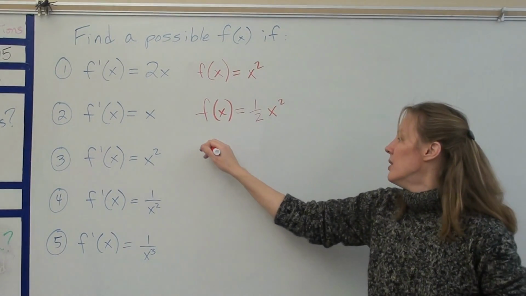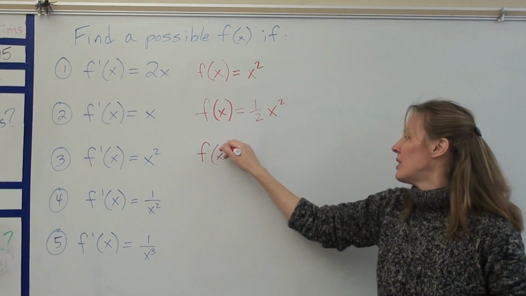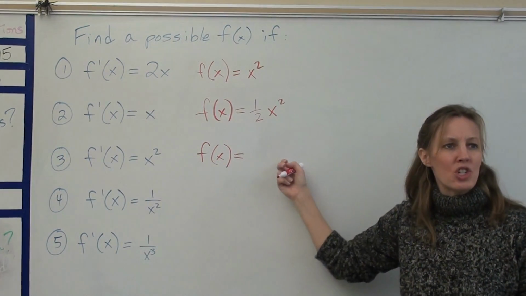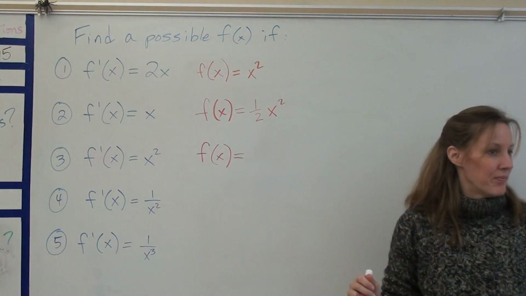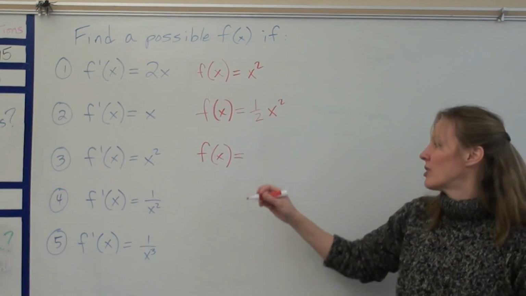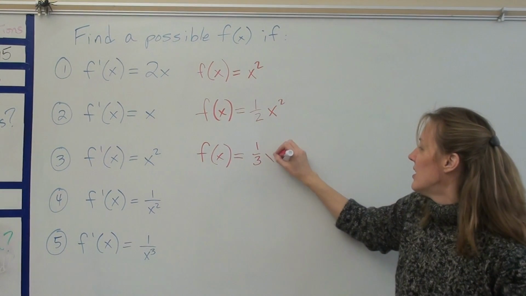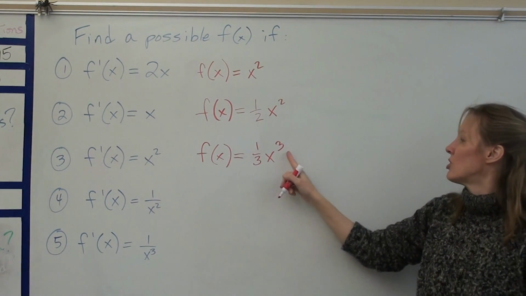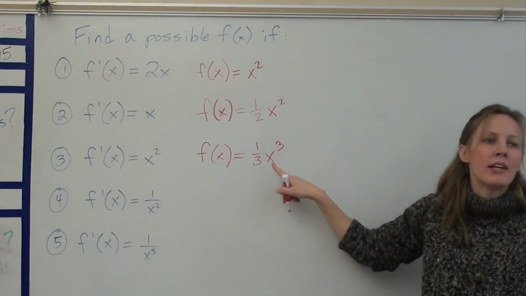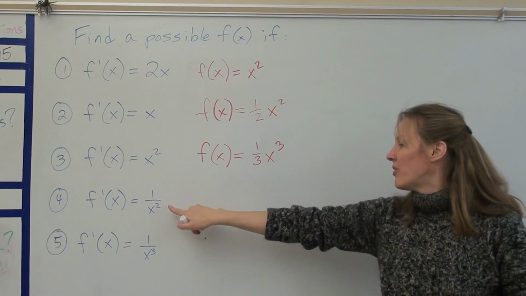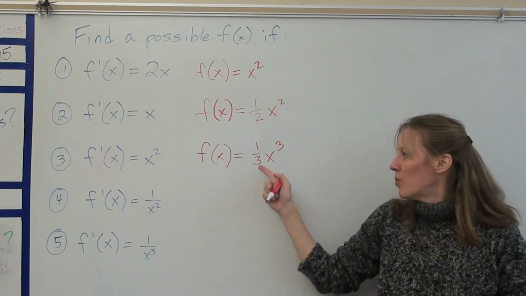Now we're moving up a degree. We have a derivative that's x squared. What function gives you a derivative of x squared? 1/3 x to the third, yes, 1/3 x cubed. You can always check these: just take the derivative. 3 times a third is 1, x squared. Very good.